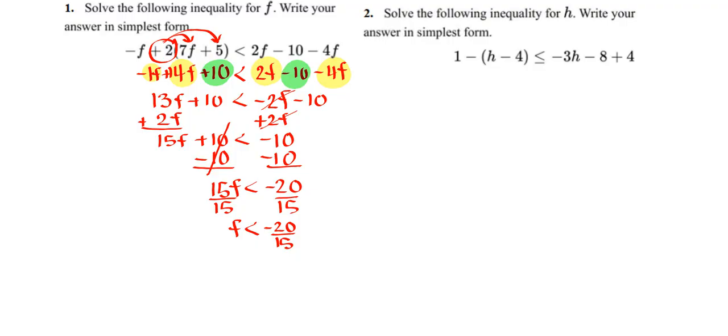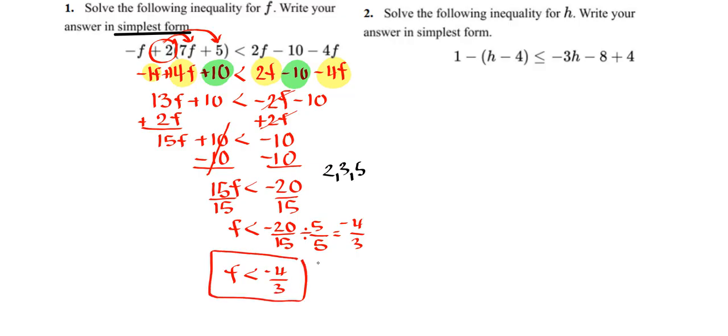And again, I do want to point out that right here it said simplest form, so you want to make sure that you simplify that. The numbers that I encourage students to divide by that are easy to do are 2, 3, and 5. Given that negative 20 and 15 end in a 0 or 5, the first candidate I would divide by is 5: divide the numerator by 5 and the denominator by 5. So negative 20 divided by 5 is negative 4, and 15 divided by 5 is 3. So we get our final solution that f is less than negative 4 over 3 for our first example.